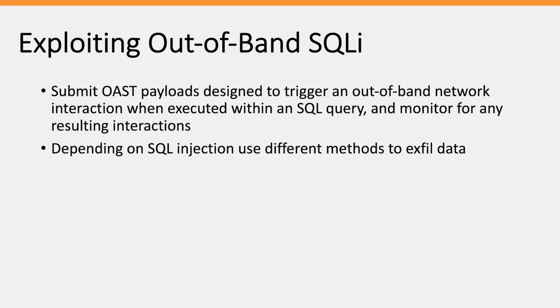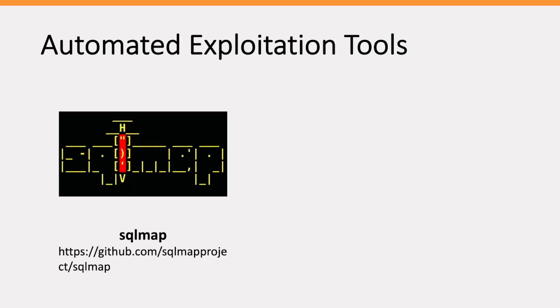And if you receive that network connection, whether it's a DNS lookup or something else, that means that the application is vulnerable to out-of-band SQL injection. In certain scenarios, you might be able to directly exfil data from the application, whereas in other cases, you're again stuck asking true and false questions, just like you would for line-based SQL injection.